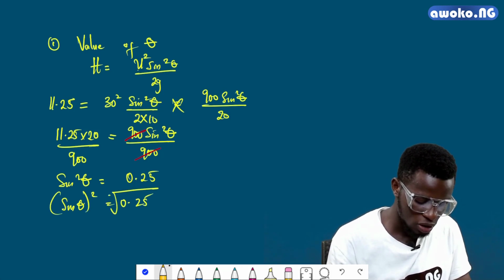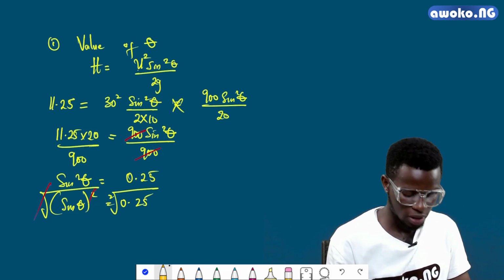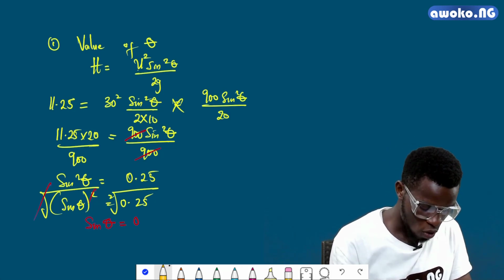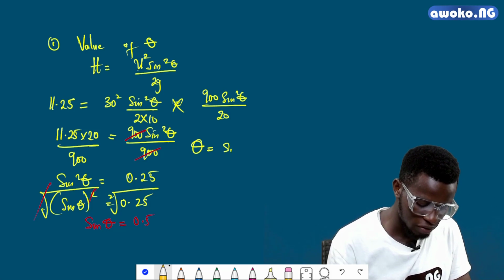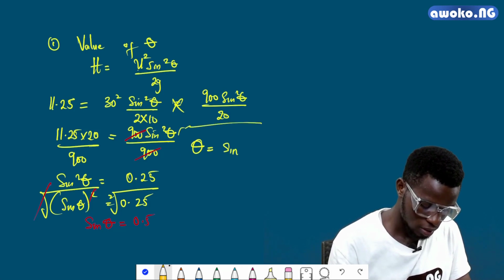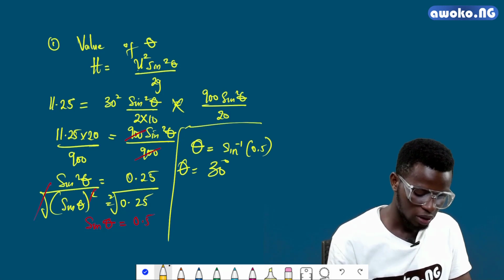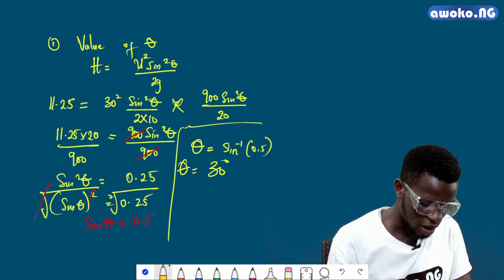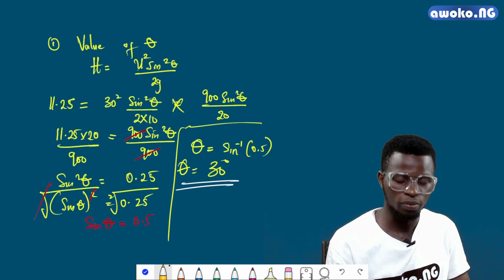So if I find the square root of both sides, the square will cancel out. I'm left with sine theta is equal to 0.5. Therefore, theta is equal to sine inverse of 0.5. And we finally have theta to be equal to 30 degrees. So this is the value for theta. That's the answer to the first problem.